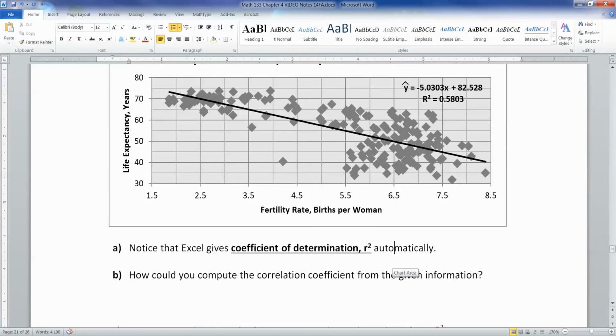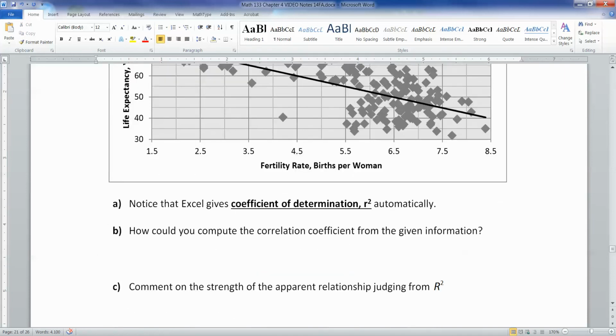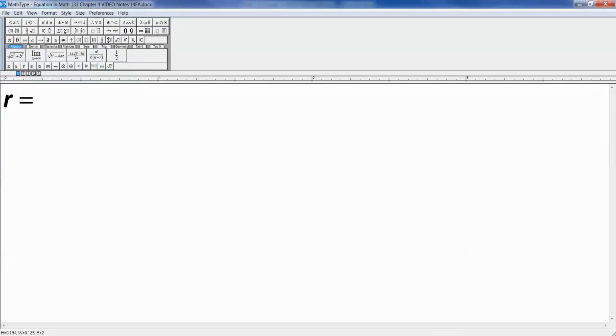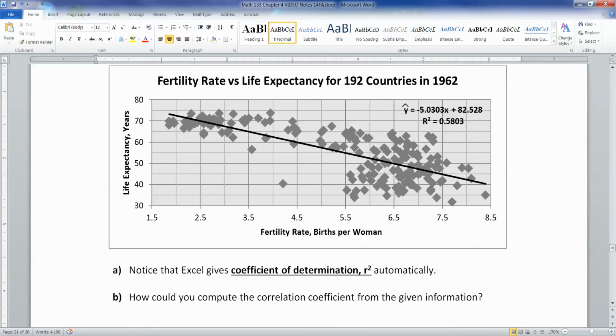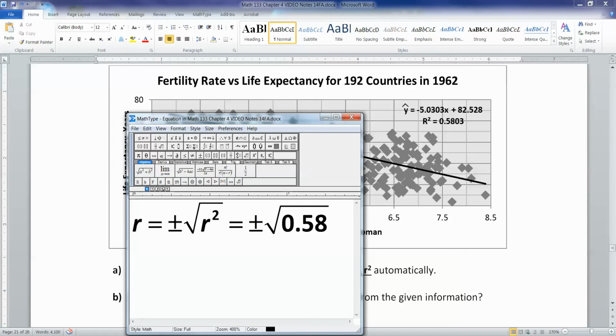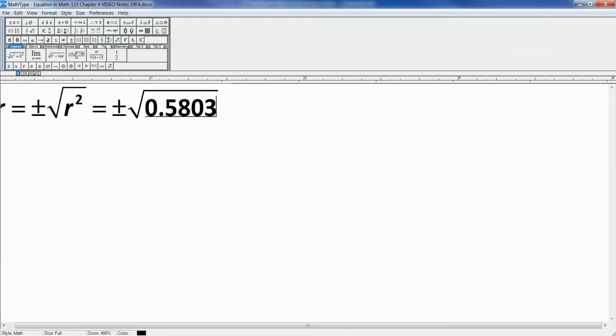Okay. Now, how could we compute the correlation coefficient from this given graph and information? Well, remember that r is plus or minus the square root of r². It could be positive or it could be negative. It depends on the situation. So it could be plus or minus the square root of, and then our value was, sorry, it's up here, 0.5803. So I need to find the square root of 0.5803. And I will use a calculator for that.